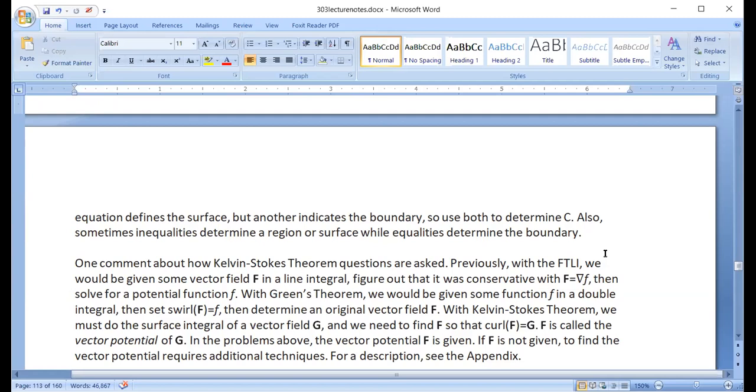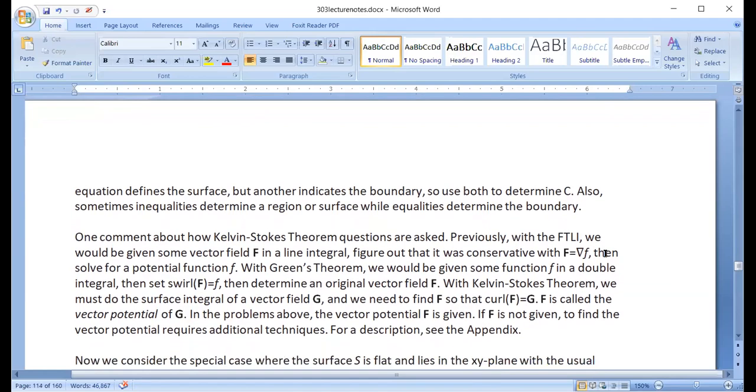Now, what if F was not given? What if you only had your original vector field and you had to find its vector potential? Finding the vector potential requires some additional techniques. I have a description of that written elsewhere, but it's important to know that finding the vector potential is actually kind of a fancy thing. It is quite a bit harder than finding the potential function f. For our purposes, we're not going to do it. But if you do have to do it, there are techniques available for doing that. Okay, that's one comment.